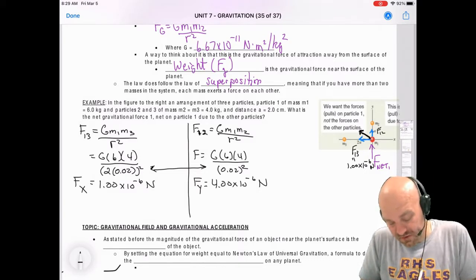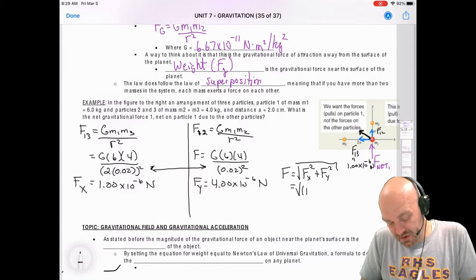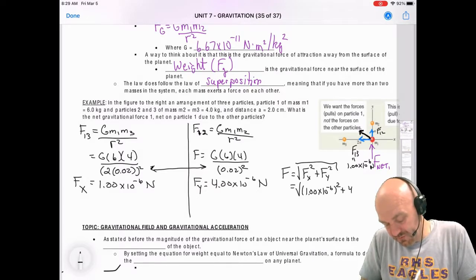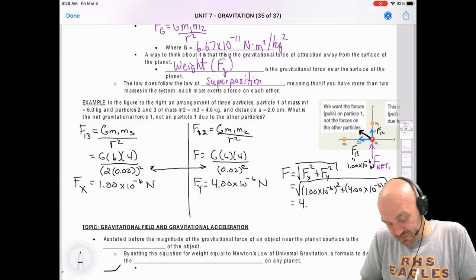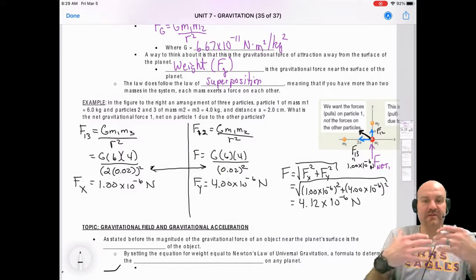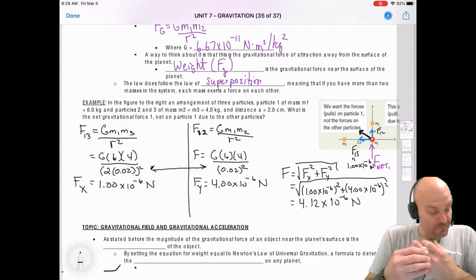I do Pythagorean theorem. So I do Fx squared plus Fy squared. Take the square root of that, and so it's going to be the square root of 1.0 times 10 to the negative 6 squared plus 4.0 times 10 to the negative 6 squared. And that's going to give me a value of 4.12 times 10 to the negative 6 newtons, right? So now that's my magnitude, okay?